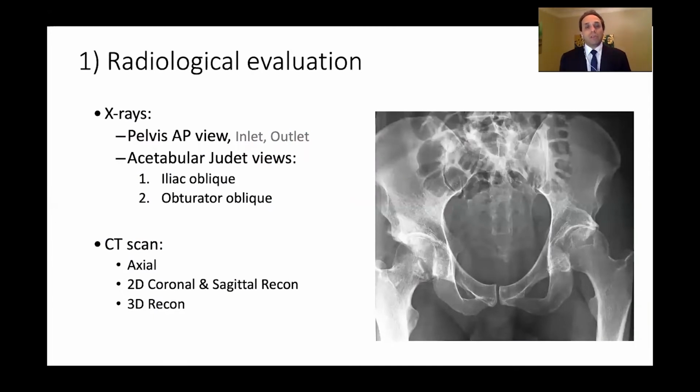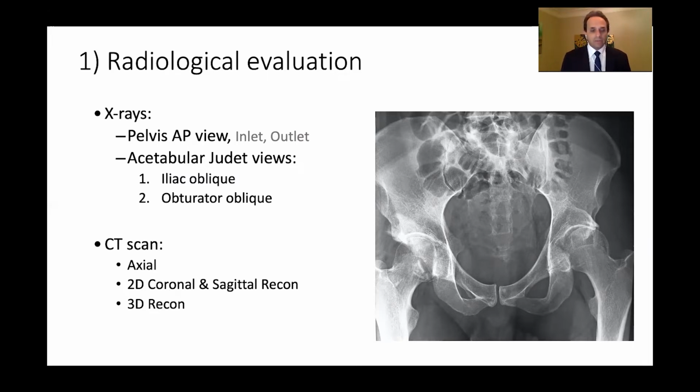When talking about the radiological evaluation, we start with an X-ray, pelvis AP view. Sometimes we do inlet and outlet for completion and for diagnosing associated pelvic fractures. We need acetabular Judet views, which are the iliac oblique and the obturator oblique views, which will show us the columns and the walls. And I will explain this later on.